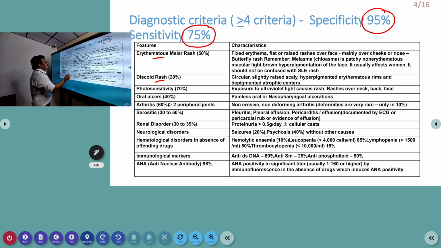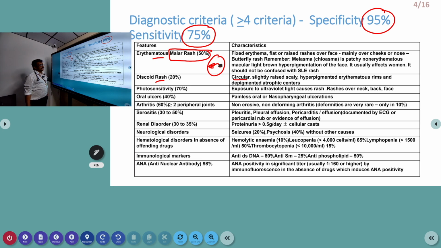But one of the major features of SLE will be malar rash. Malar rash means on the face, you can see both sides there will be redness, and it will be like a butterfly. Okay, so butterfly rashes are classical for SLE. So that is very important. Then discoid rashes you can see on the body. It's the same type of rash, but if you are seeing circular rashes on the body, then you can call it discoid rash.